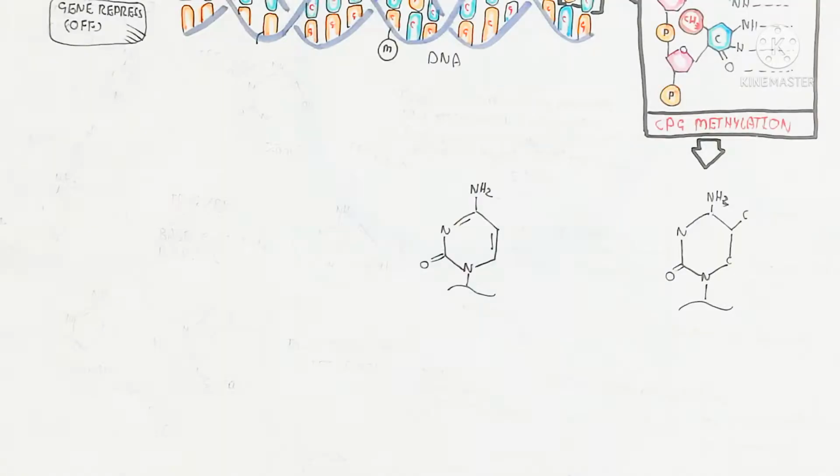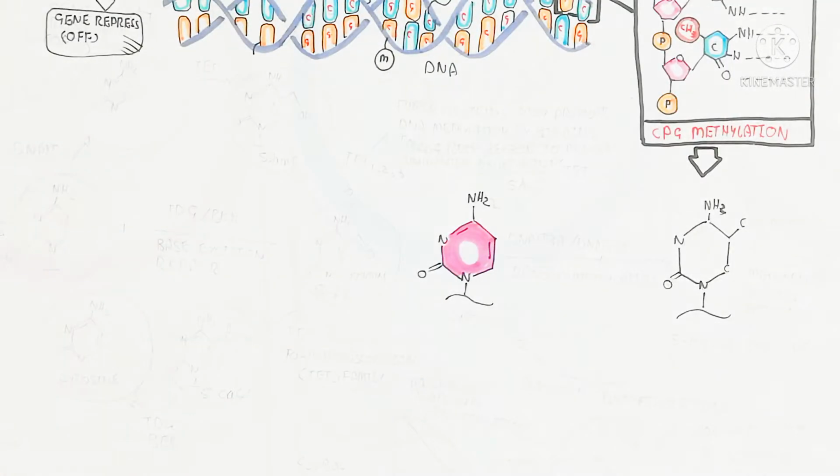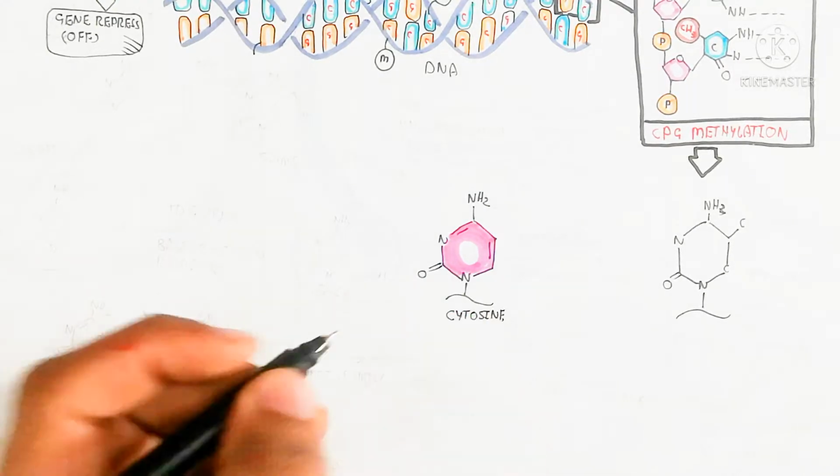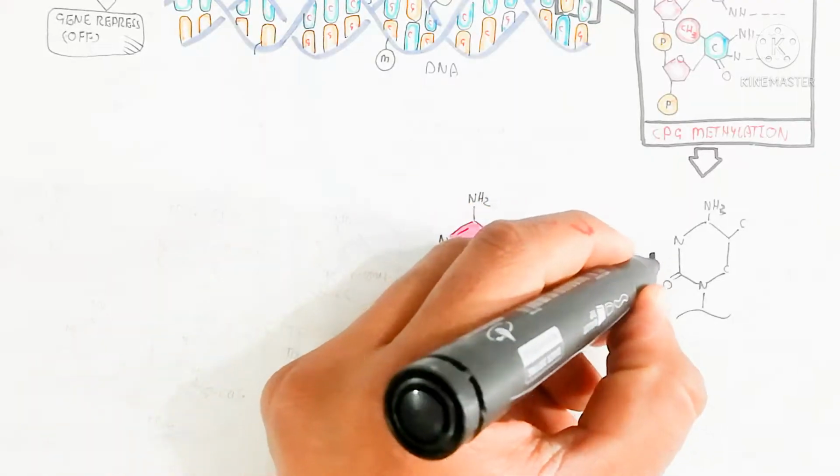On the other hand, here you can see 5-methylcytosine. Here is the cytosine, the simple cytosine, which we will discuss.